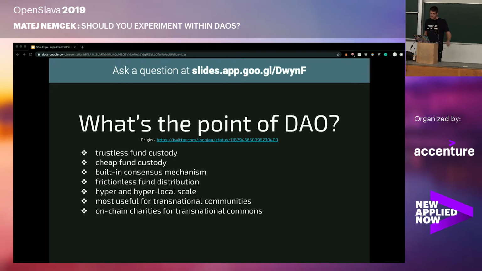So what's the point of a DAO? For me, it's the origin of this tweet, but I totally agree with it. The DAO should be your trustless fund for custody. It should be a cheap way to manipulate funds, or to coordinate funds between these sorts of entities, and it should have some sort of frictionless fund distribution. So if you agree on something, it should be a totally immutable agreement for all.